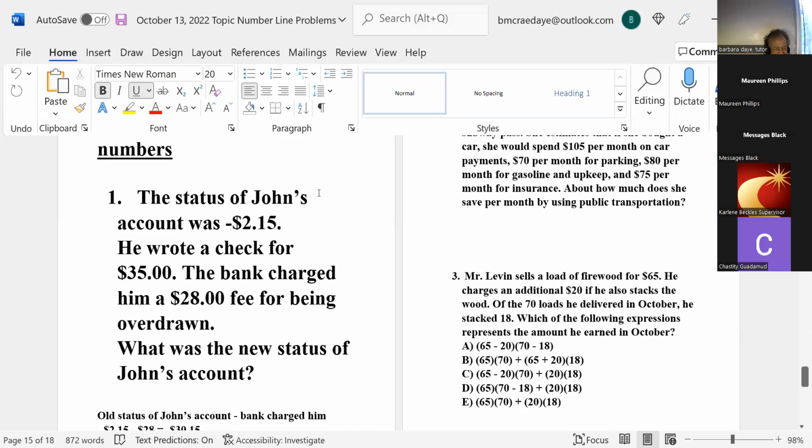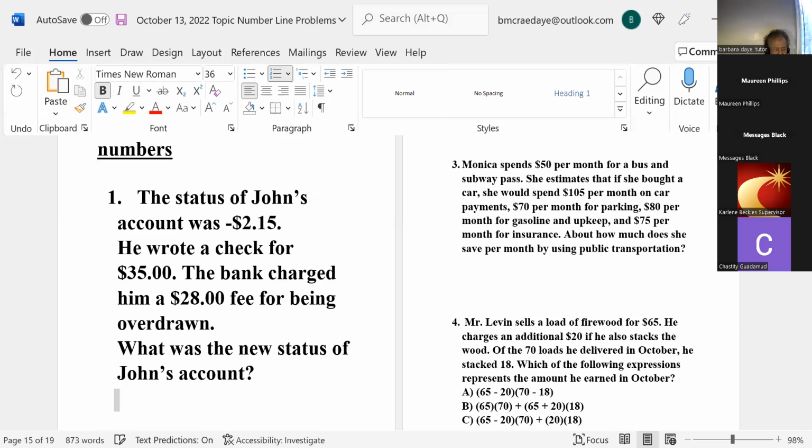He wrote a check for $35. The bank charged him a $28 fee for being overdrawn. What was the new status of John's account?